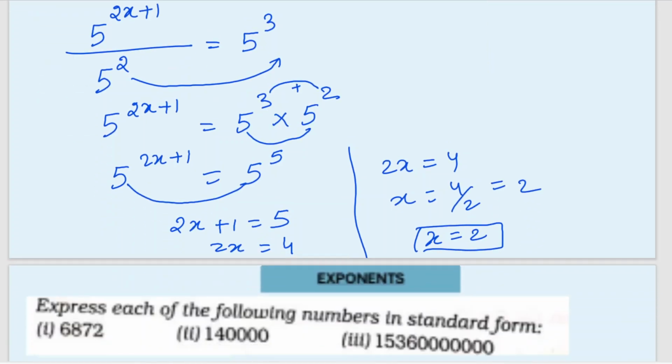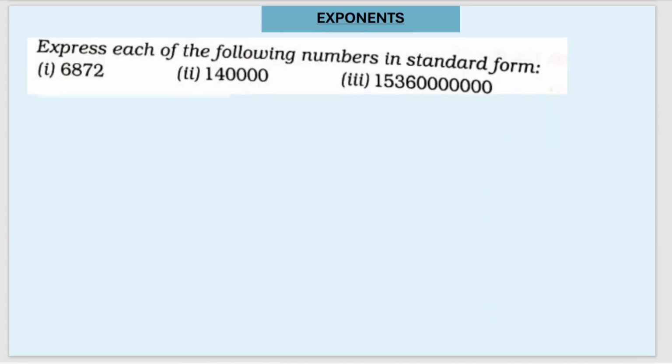Okay, let us do the next question. Express each of the following numbers in the standard form. There are many ways by which you can convert the usual number into a standard form, but how? Let us see. I will try to solve this question by a very basic method, so please concentrate on this question.